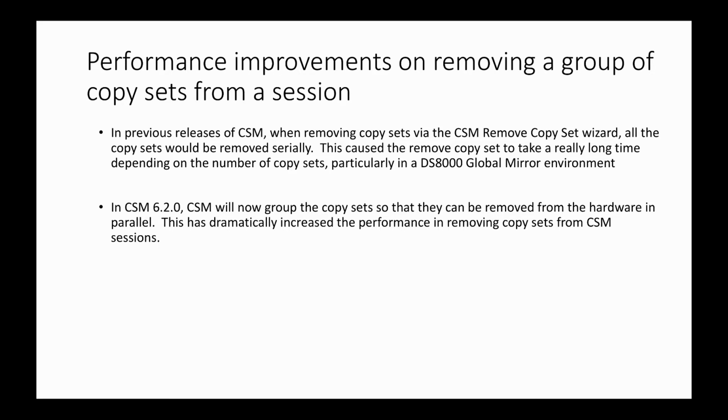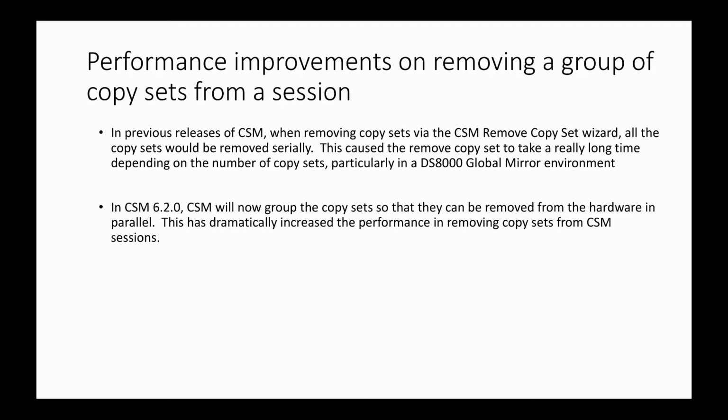Right, so in terms of the Remove Copy Set wizard, we did make some actual performance improvements as well. What happened previously is even though you selected multiple copy sets in the wizard, under the covers we would actually issue the removes serially, one at a time. In a DS8000 global mirror environment in particular, this could take quite a while. Each of those removes had to remove the volume from the LSS session, which didn't happen until the CG was formed, and so each of the removes could take seconds, depending on consistency group formation time, and that added up if you're removing hundreds of volumes, hundreds of copy sets.